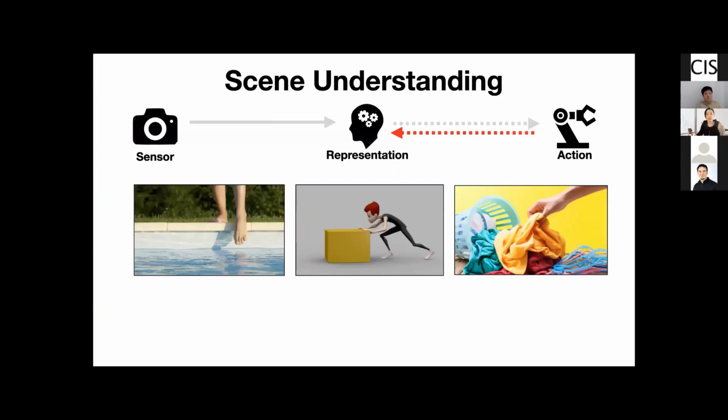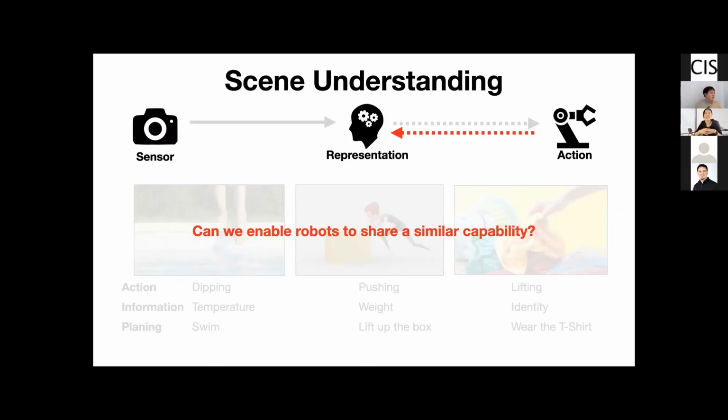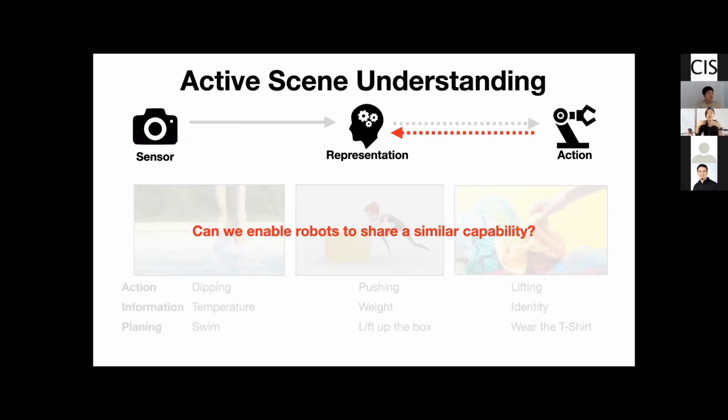In all these examples, we use different actions, such as dipping, pushing, or lifting, to retrieve relevant information about the environment, such as the temperature of the water, the weight of the box, or the identity of the cloth. Ultimately, we use all this information to plan our future actions, such as whether we want to swim in the pool, lift the box, or wear the t-shirt. So the question we want to ask is whether we can enable robots to share a similar capability. We refer to this goal as active scene understanding, which means using active action or interaction to retrieve information about the environment.